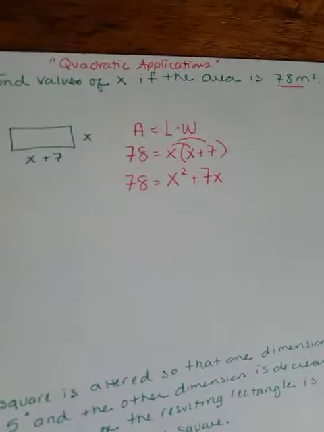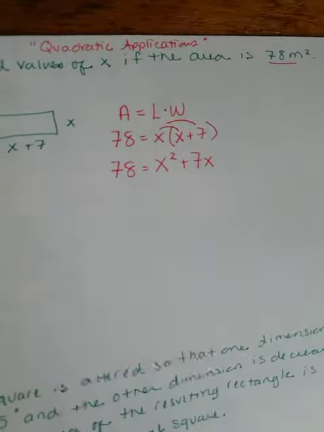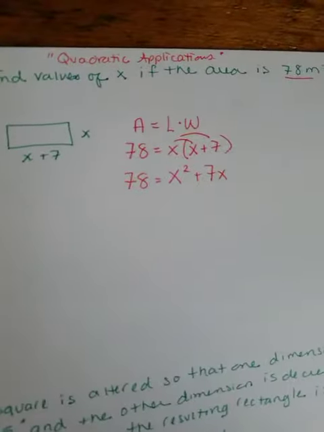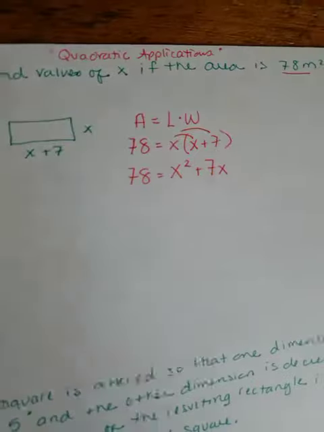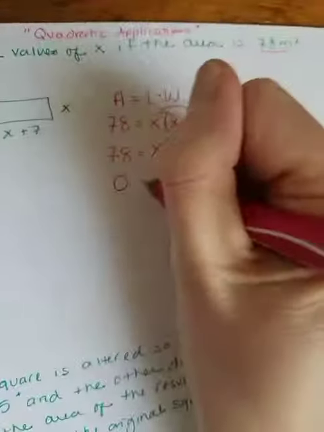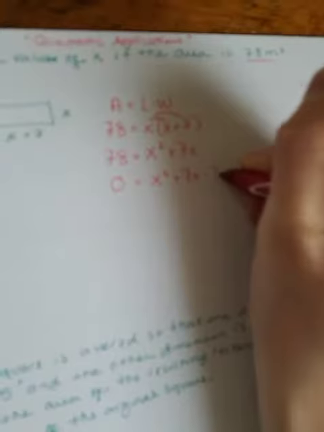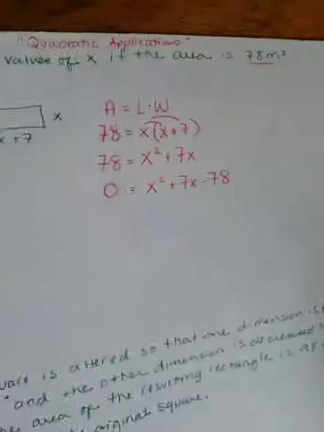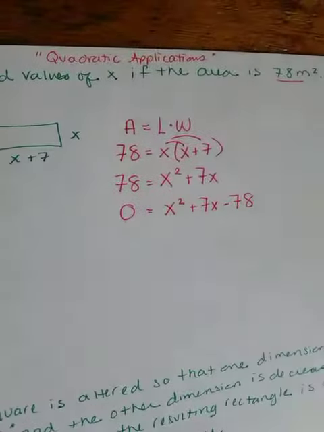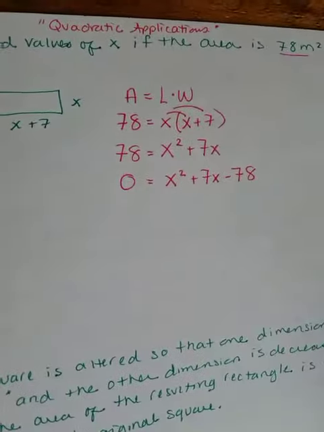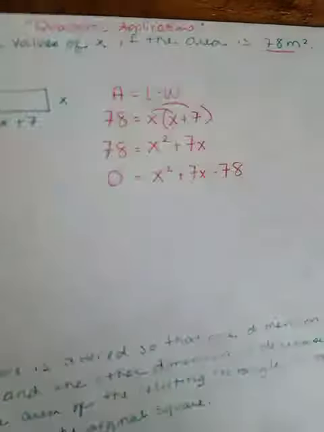And so everything that we have looked at so far, I hope you can agree or at least remember that you want to get all the terms on one side. So you're going to subtract 78 and write your quadratic in standard form. So you're going to get 0 equals x squared plus 7x minus 78.